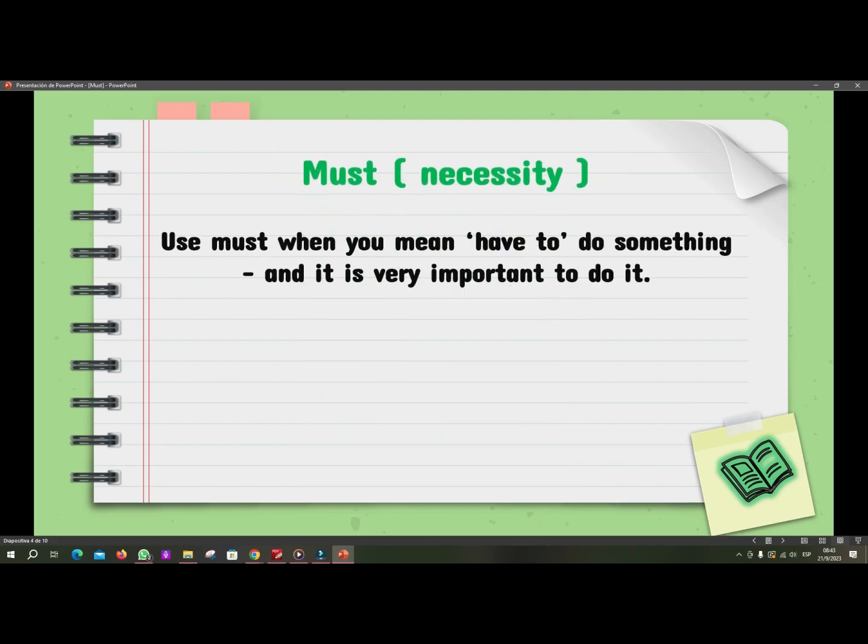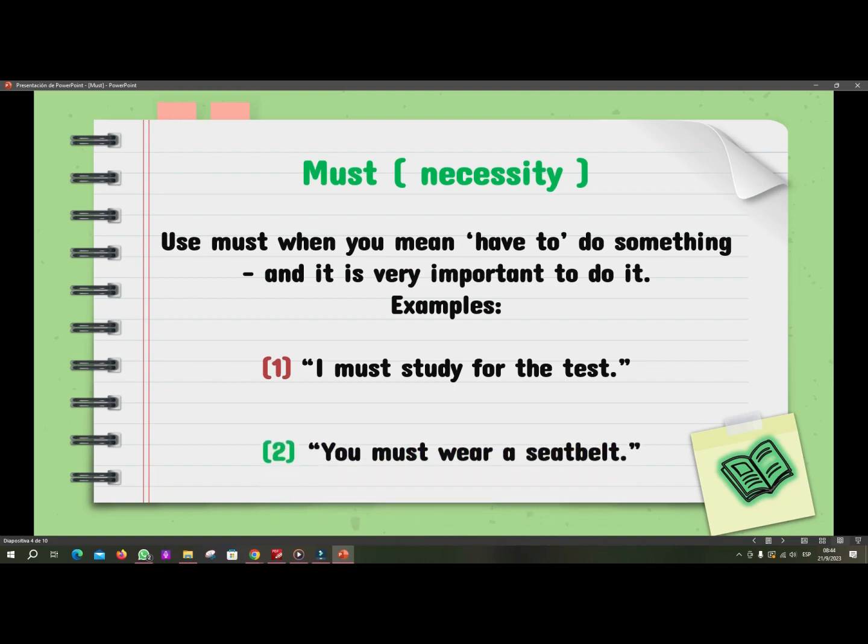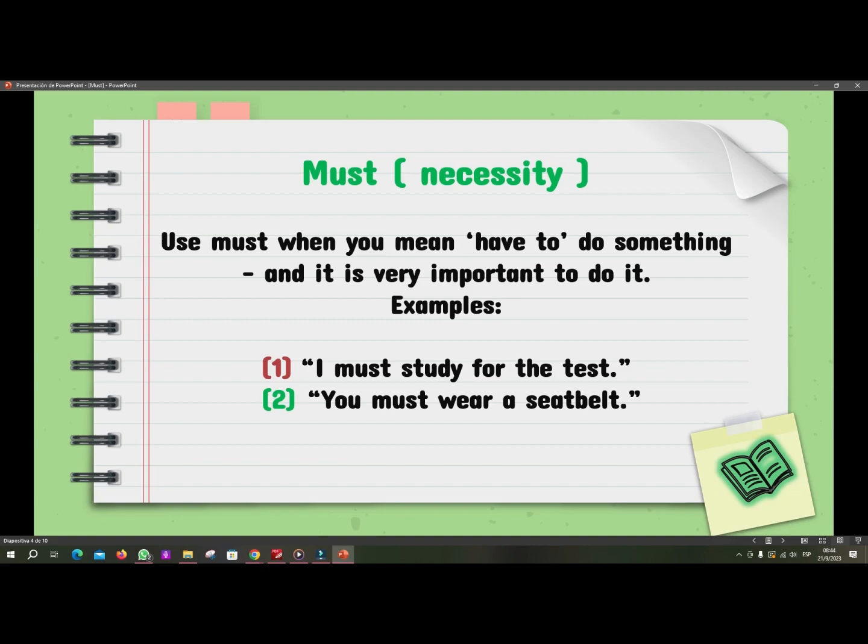Use must for necessity. We use must when you mean have to do something, and it is very important to do it. For example, I must study for the test. Or you must wear a seatbelt.